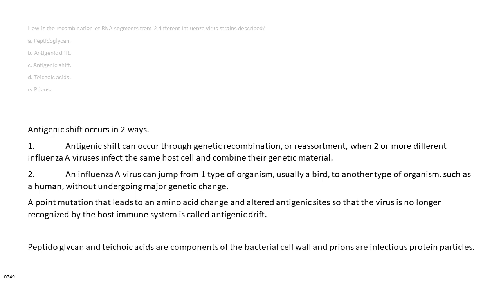1. Antigenic shift can occur through genetic recombination, or reassortment, when two or more different influenza A viruses infect the same host cell and combine their genetic material. 2. An influenza A virus can jump from one type of organism, usually a bird, to another type of organism, such as a human, without undergoing major genetic change. A point mutation that leads to an amino acid change and altered antigenic sites so that the virus is no longer recognized by the host immune system is called antigenic drift. Peptidoglycan and teichoic acids are components of the bacterial cell wall and prions are infectious protein particles.